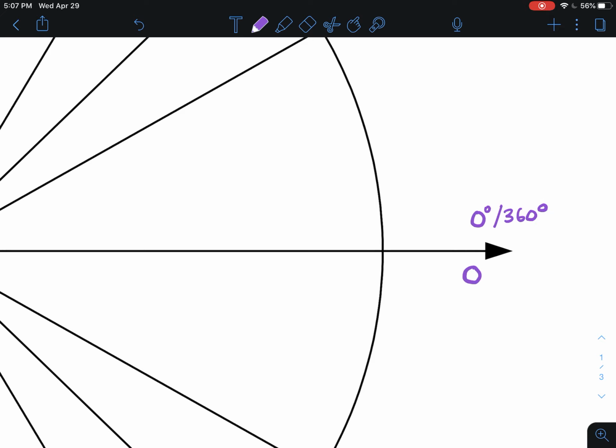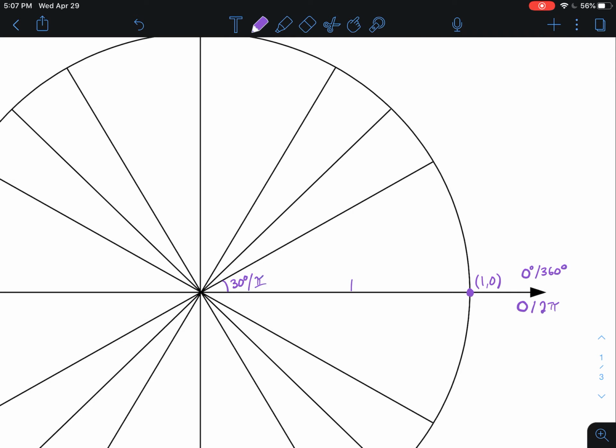Then I go counterclockwise from here up into the first quadrant. So now I'm taking a look right here. This is our 30-degree angle. 30 degrees is also related to pi over 6 for radians. The point right here is going to be (square root of 3 over 2, 1/2).